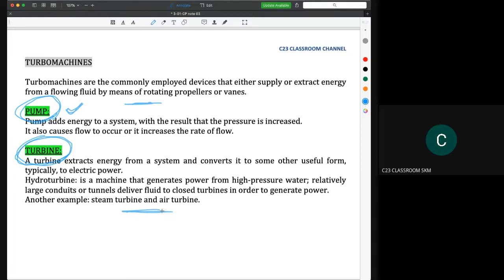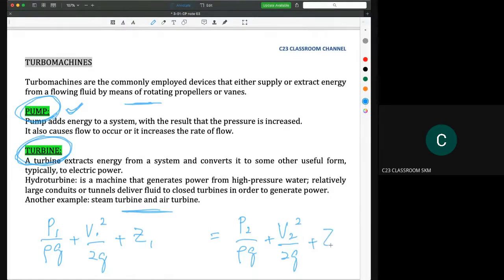Please remember the Bernoulli equation, because I think you already learned it in Fluid Mechanics 1. Normally the Bernoulli equation can be written as P1 over rho g plus V1 squared over 2g plus Z1, which must equal the total energy at output, P2 over rho g plus V2 squared over 2g plus Z2.